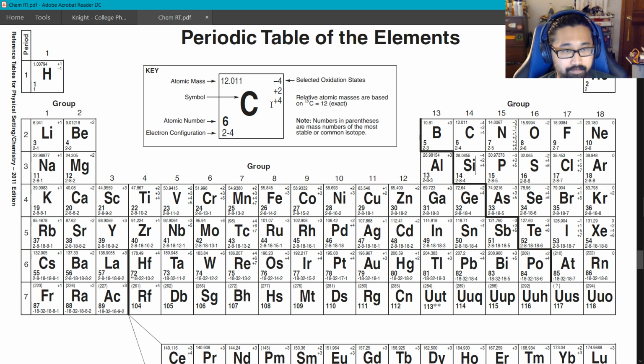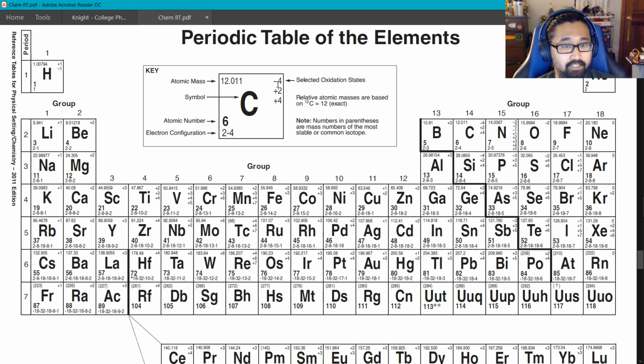So carbon has three possible oxidation states. There are three ways that you could possibly charge carbon. Carbon could be a -4, carbon could be a +2, and carbon could be a +4, right? It will never be all three at once. It will be one or the other. Now carbon is what I would consider a bad example for this because there are options.